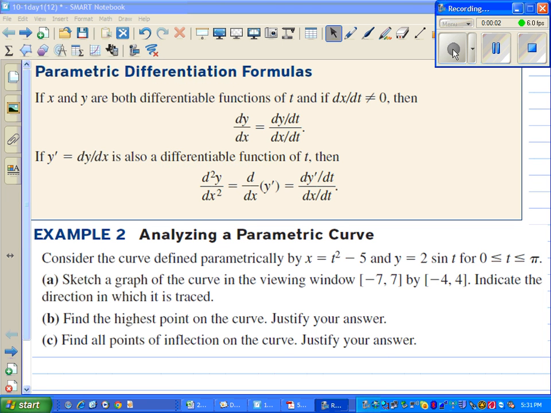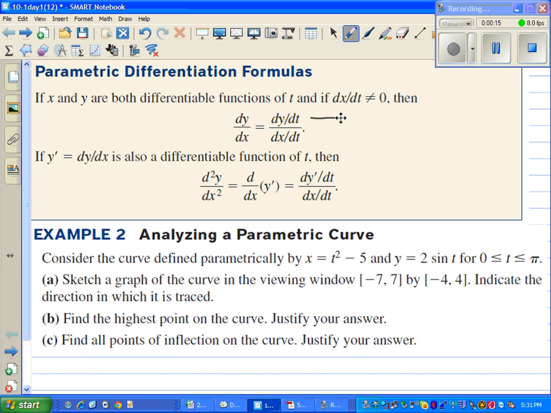Today we're going to talk about parametric differentiation formulas. If x and y are both differentiable functions of t, and if dx/dt does not equal 0, then the derivative of y with respect to x equals dy/dt over dx/dt. So the derivative of y with respect to t, this is parametric, over the derivative of x with respect to t. And if we were to multiply both of these by dt, they would both cancel out, and we would just end up with dy/dx.